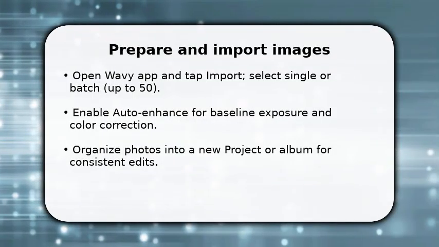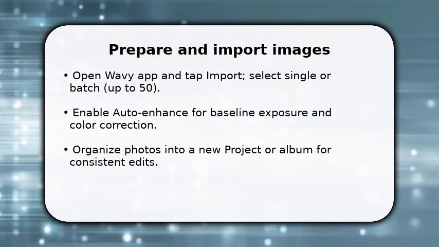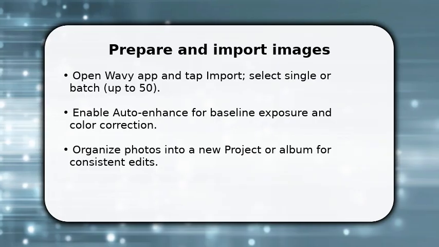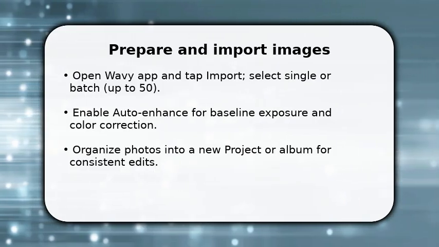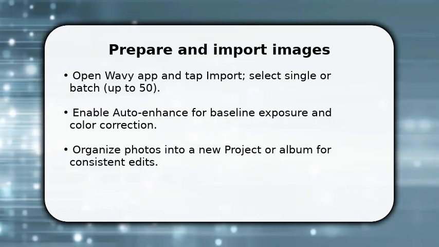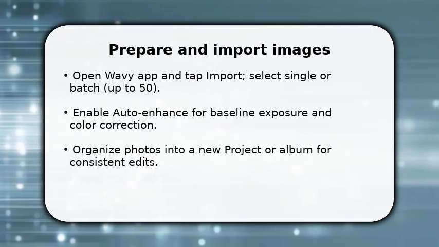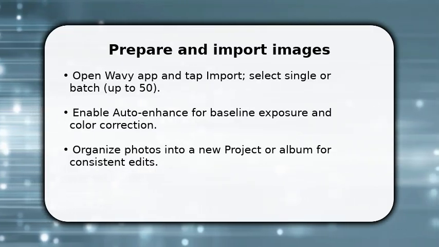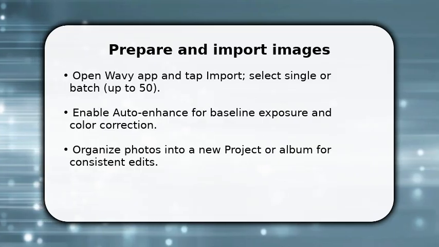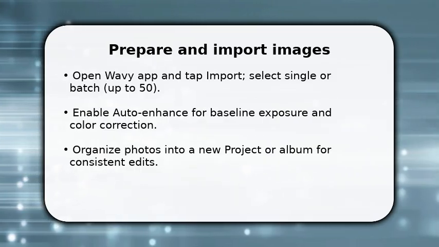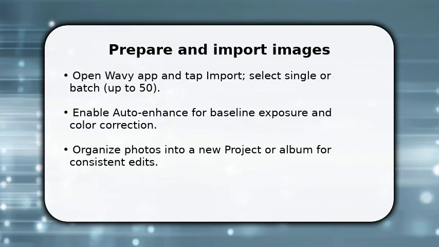You start by importing. Open Wavy and tap Import, then pick single or batch images to work on. Once imported, enable Auto Enhance so exposure and color are normalized. This gives a reliable baseline. Make sure to create a project or album now, because grouping keeps your workflow consistent across shots.